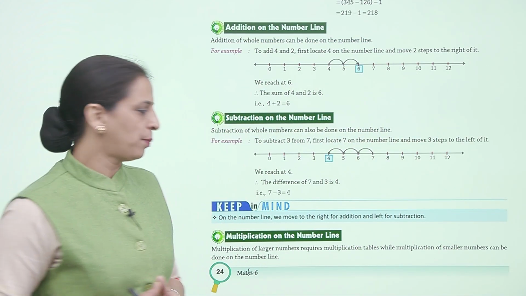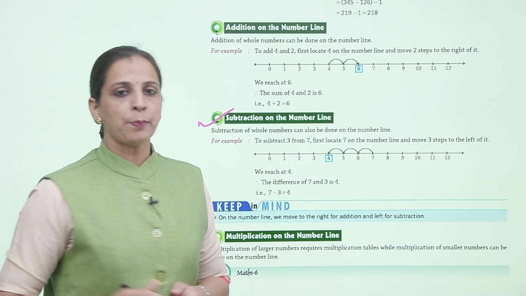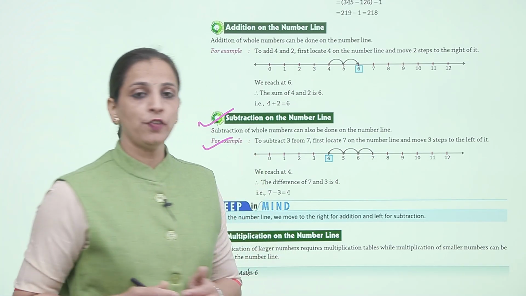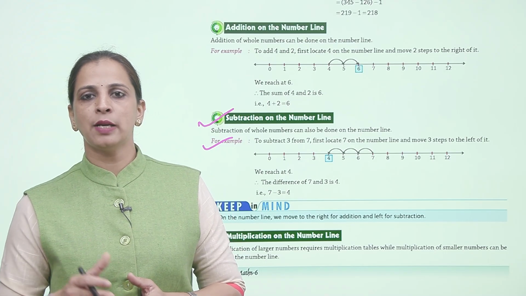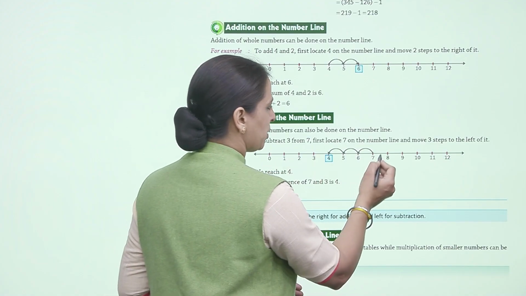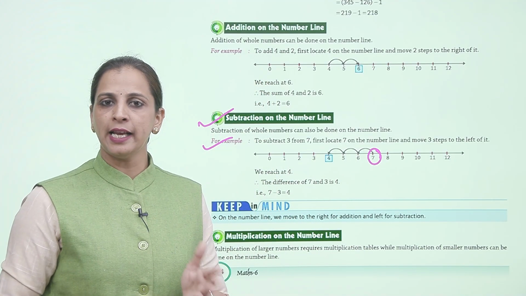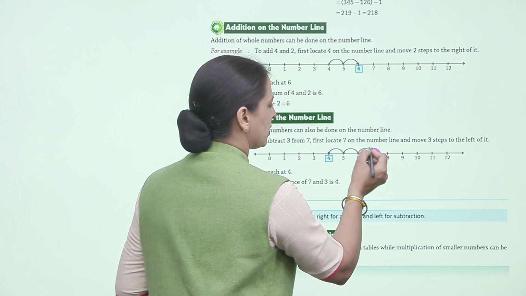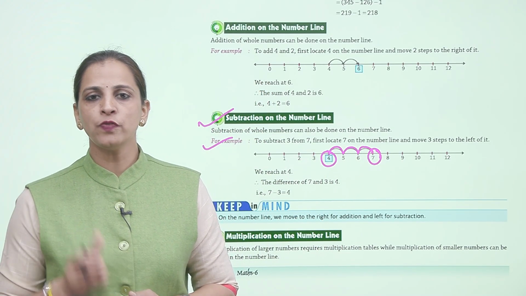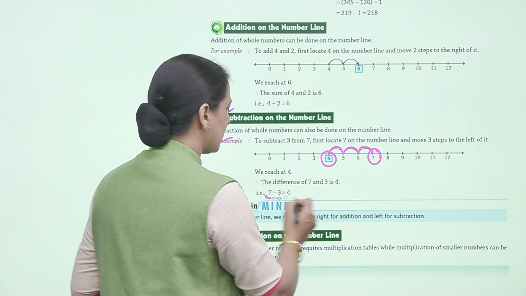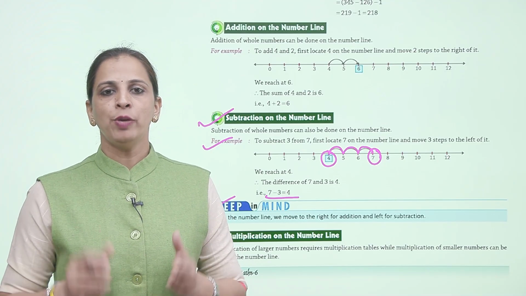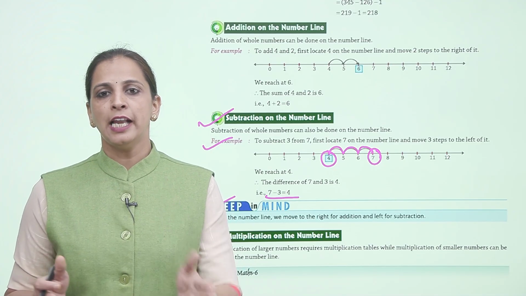Now subtraction on the number line. Subtraction of whole numbers can also be done on the number line. For example, to subtract 3 from 7, first locate 7 on the number line and move 3 steps to the left of it. तो 0 से लेके हम किस पे गए? 7 पे, और क्योंकि माइनस करना है तो हम लेफ्ट साइड मूव करेंगे 3 digits 1, 2 and 3. We reached at 4. So the difference of 7 and 3 is 4. That is 7 minus 3 is equals to 4. Keep in mind. On the number line, we move to the right for addition and left for subtraction.